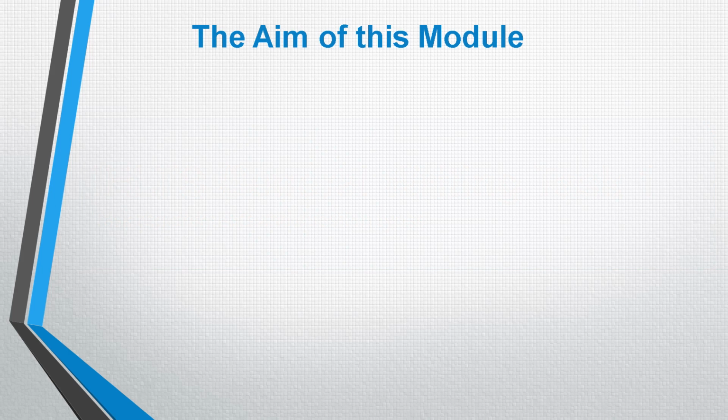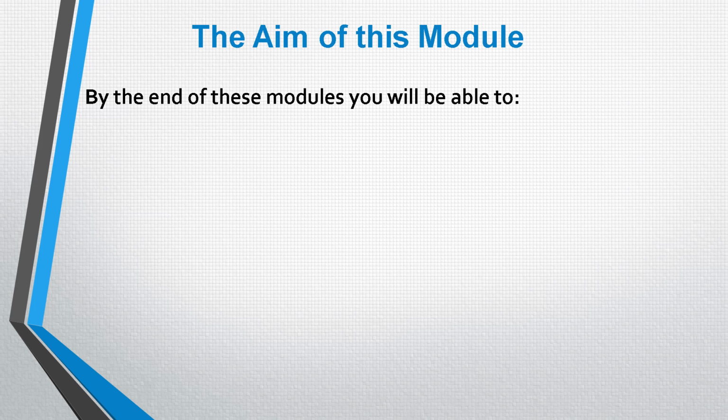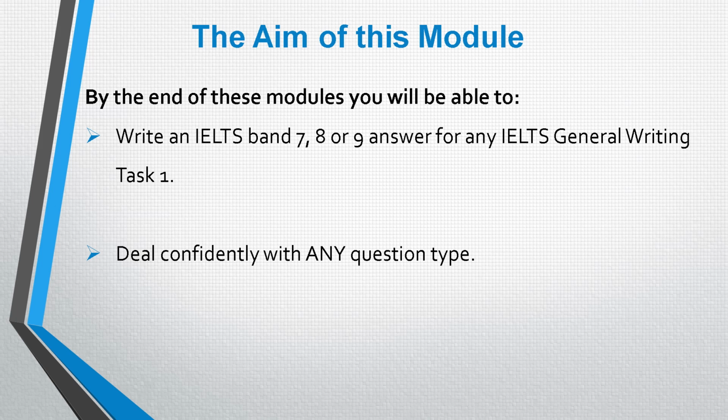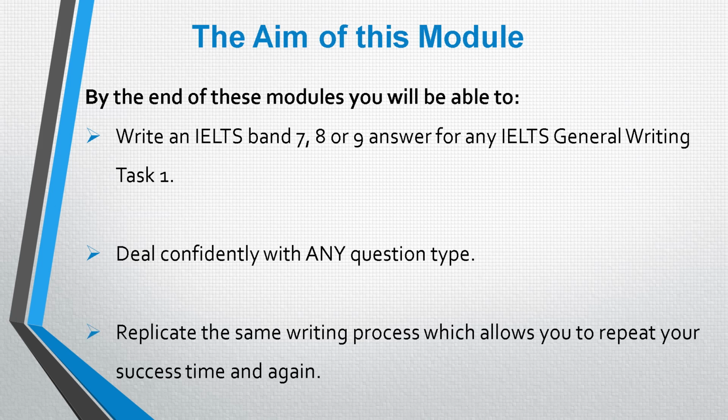The aim of this module is to make sure that you're able to write an IELTS Band 7, 8 or 9 answer for any IELTS General Writing Task 1, and that means that you'll be able to deal confidently with any question type. You'll also be able to replicate the same writing process, which allows you to repeat your success time and time again.